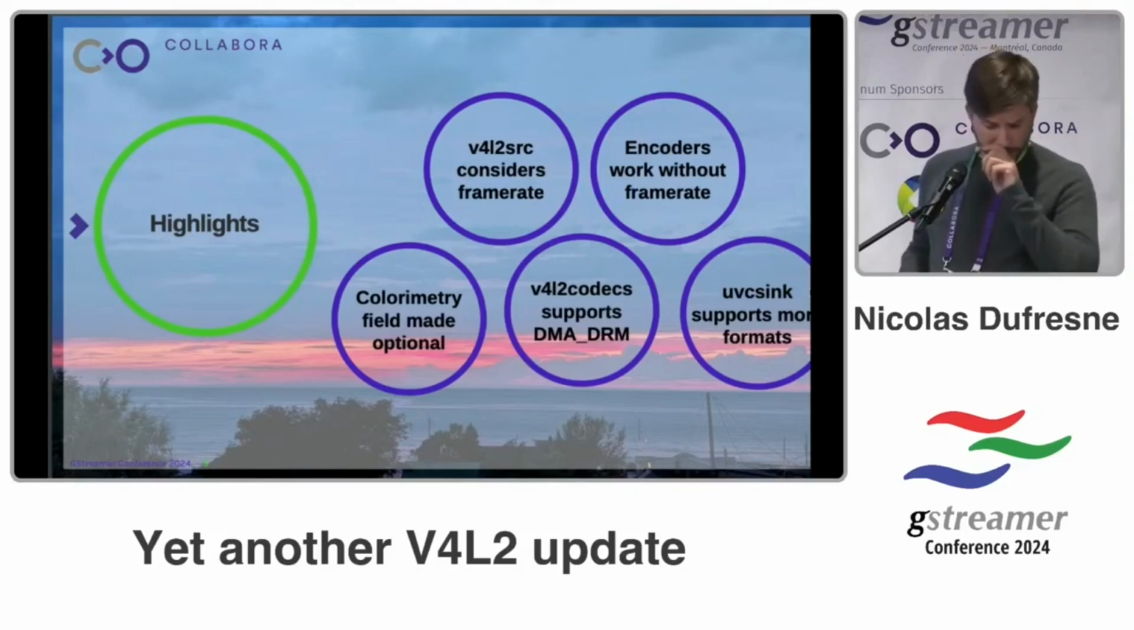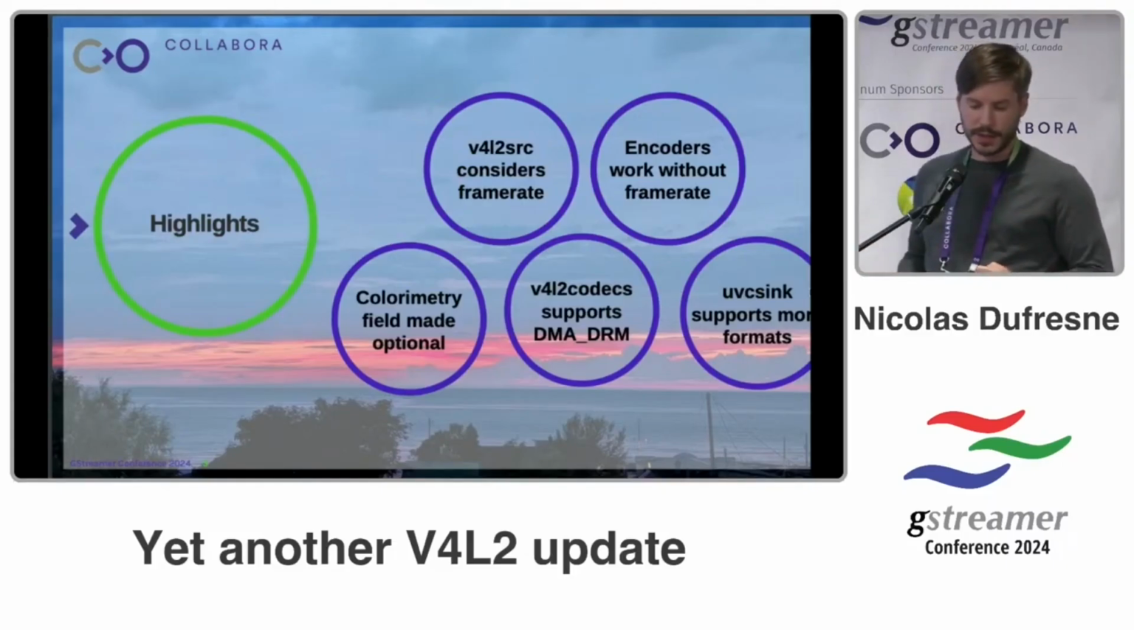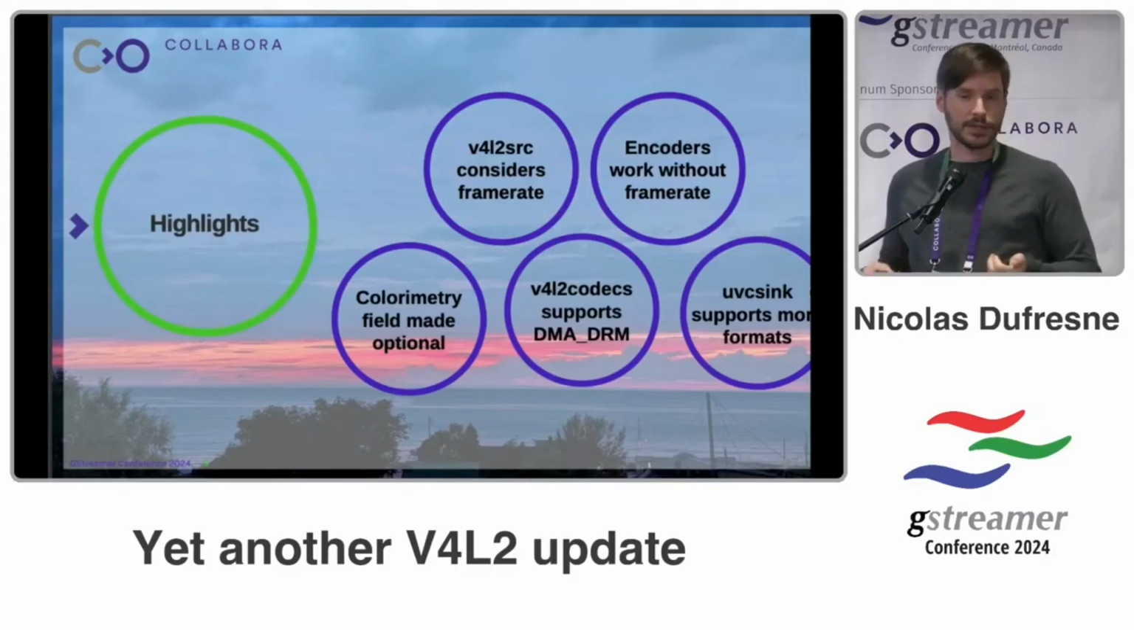The colorimetry field was one of the main causes of not-negotiated issues with the V4L2 stateful encoders and transform, so it's been dropped as a requirement, so you don't need that field anymore. And if it doesn't match, it's going to try to find a best match. Still room for improvement. V4L2 codecs now fully support DMA DRM negotiation, which is really good to interact with the outside world, like Wayland, Pipewire, etc.